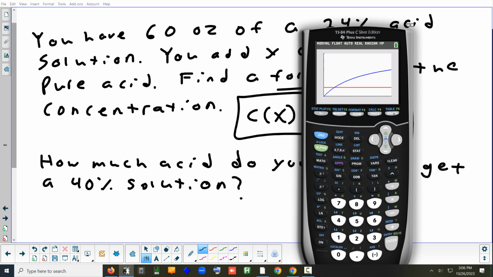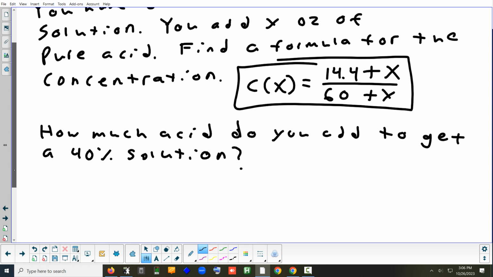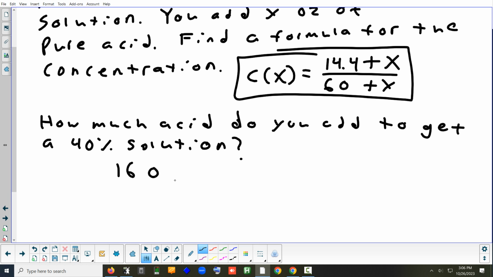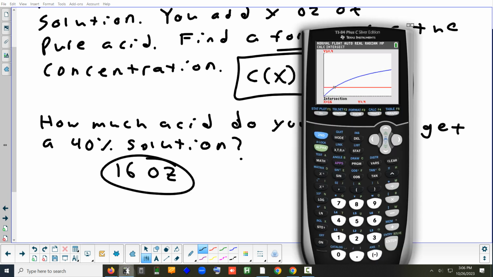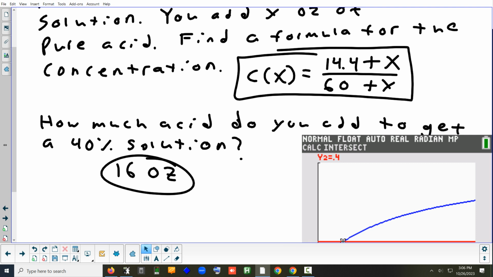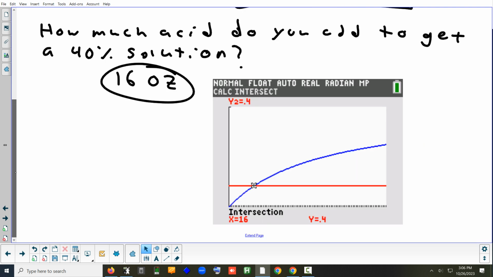How are you going to find it? Use intersect. Yeah, so you're going to do second calc, intersect. Does the guess matter? No, it's just going to cross one time. So just hit enter 3 times, and you get a nice answer. So X is exactly 16 ounces. To get that, you just use that graph. All right, any questions on that one? All right, so that's a concentration problem.